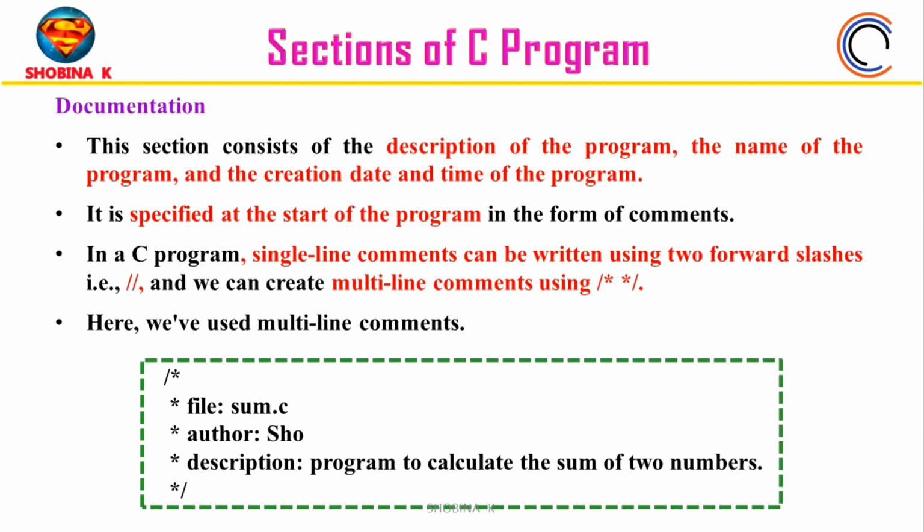First, documentation. This section includes comments or documentation that explains the purpose, usage, and any important information about the program. So this section includes the program's description, name, creation date, and time. It is specified at the start of the program in the form of comments. The single-line comments are denoted by 2 forward slashes, while the multi-line comments are enclosed within forward slash asterisk, which denote the beginning of the multi-line comment, and asterisk forward slash to denote the end. Here we have used multi-line comments.